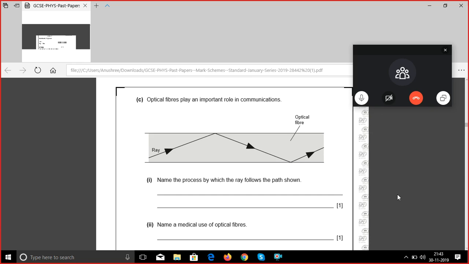It's used for an endoscope. Optical fiber is used for an endoscope. How? The fibers are put in through a long thin imaging device, which is an endoscope, and it's used to view objects through a small hole.